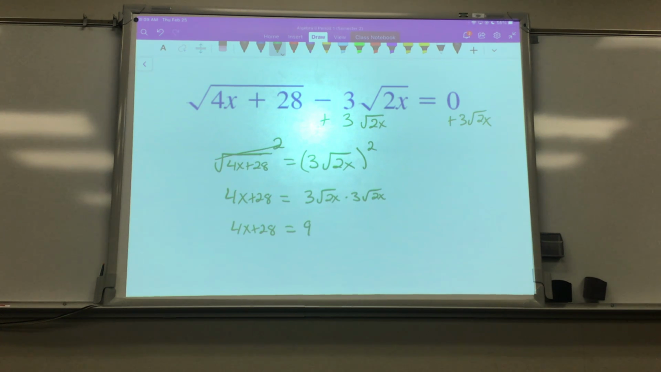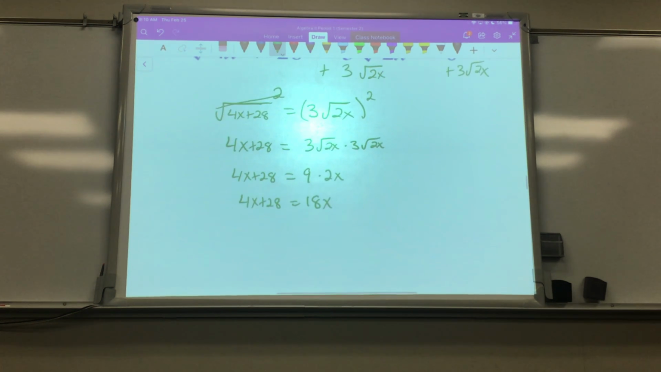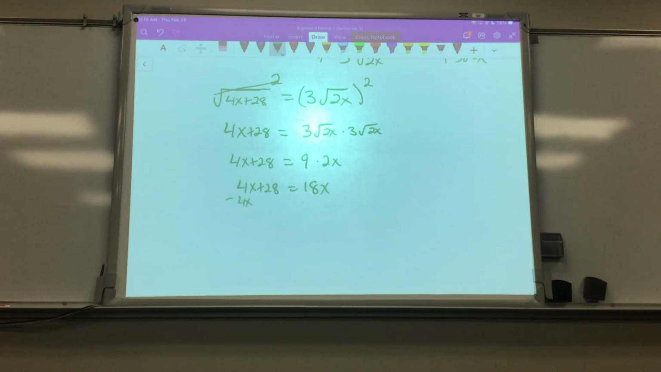Three times 3, we get 9. Square root 2x times square root 2x. Anytime you multiply 2 square roots of the same thing, it's just going to be that radicand, right? So we got 4x plus 28 equals 18x. Get our x's together, right? So we're going to subtract 4x from both sides. We get 28 is equal to 14x. Divide by that 14. We get x equals 2.